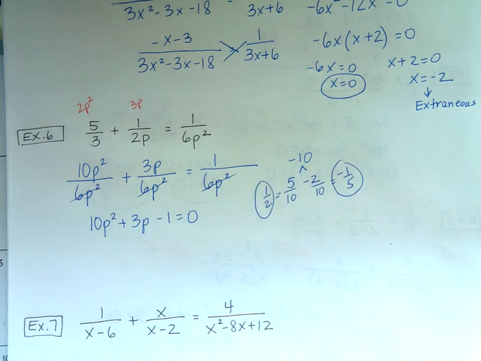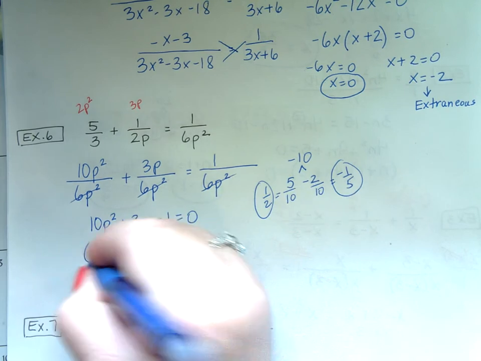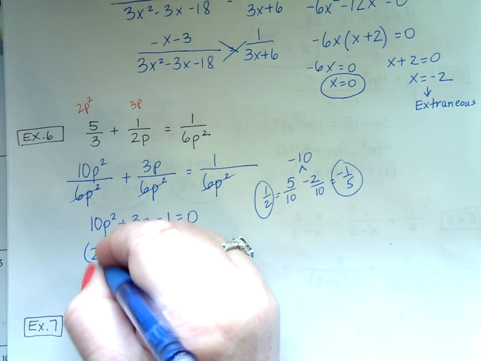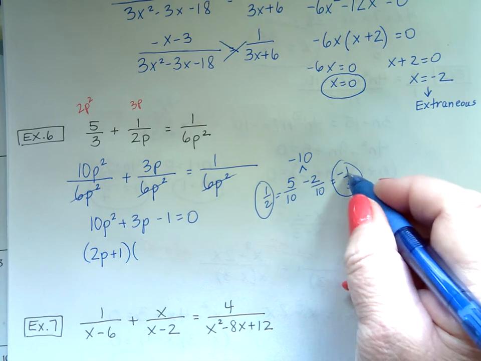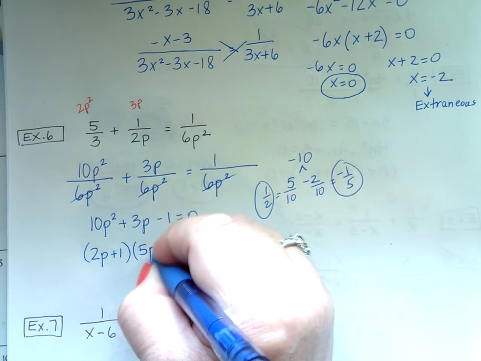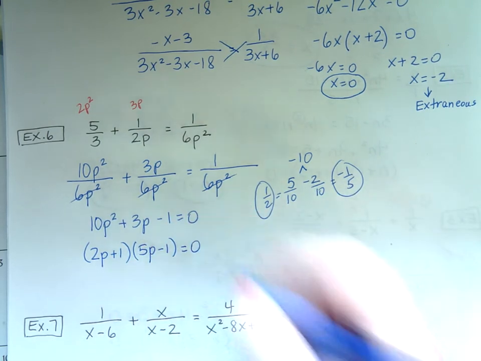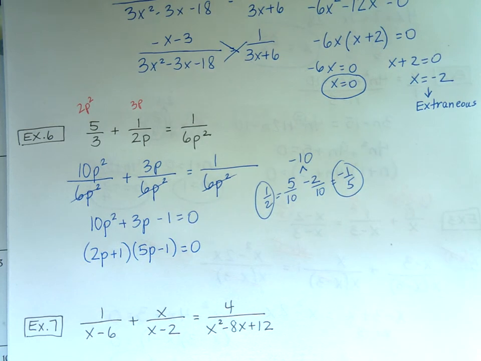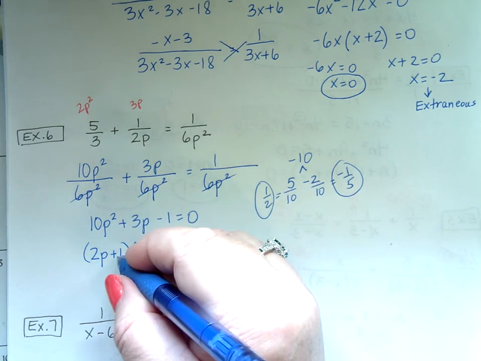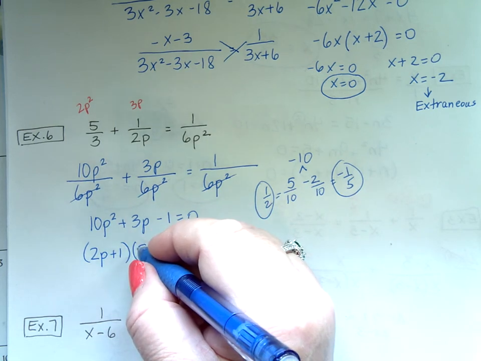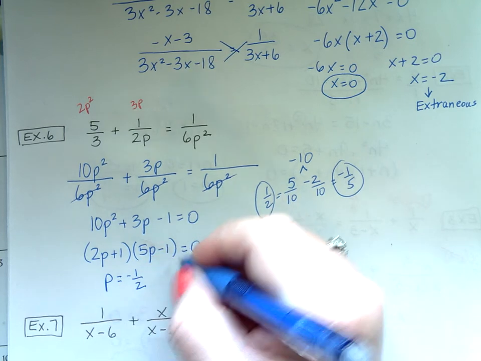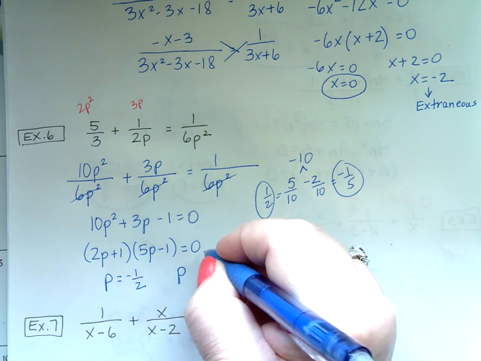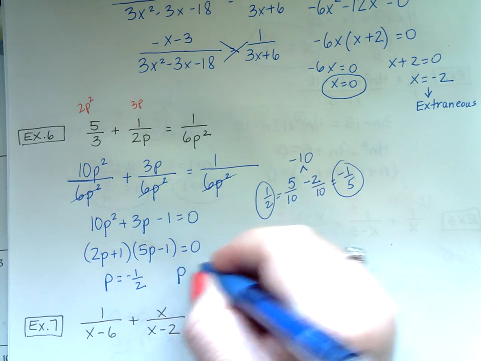Put your groups together. These are p's. 2p plus 1, that's this guy. 5p minus 1. Take those guys and set them equal to 0. So you'll end up with the 1 coming over on the other side, becoming negative 1 divided by 2 is a negative 1/2. Second one, the 1 comes to the other side, becomes positive, divided by 5, 1/5.